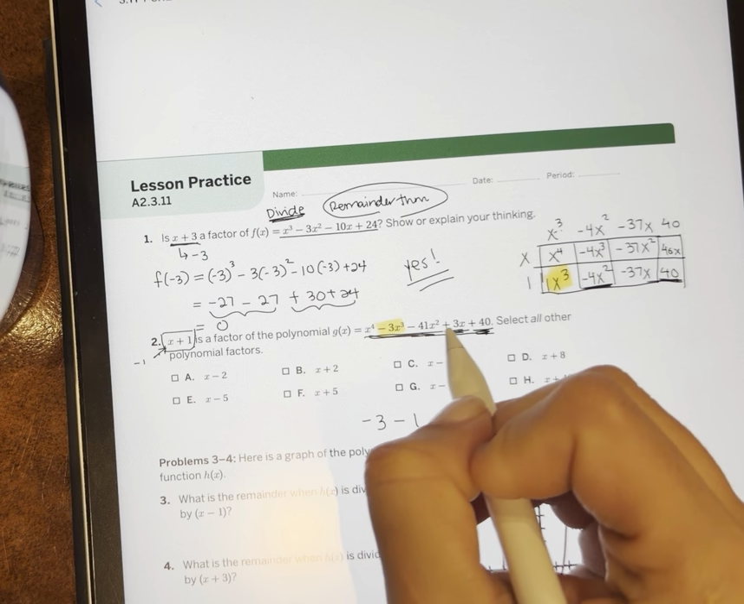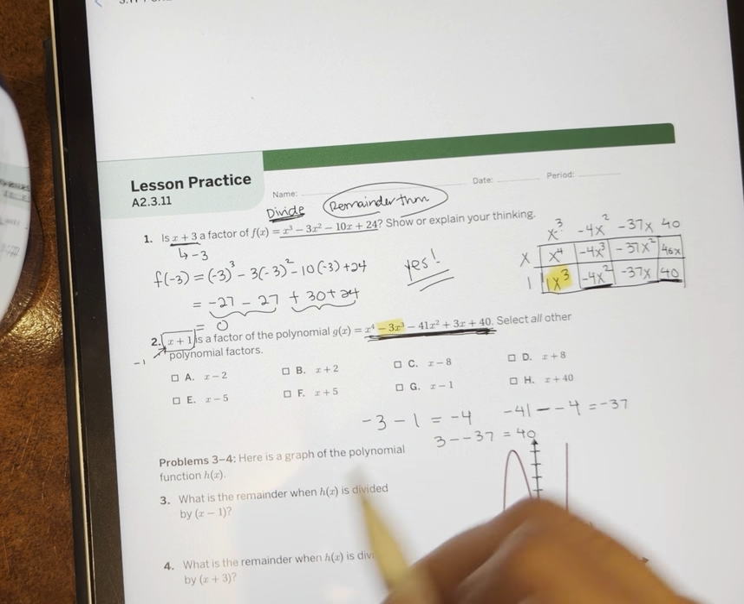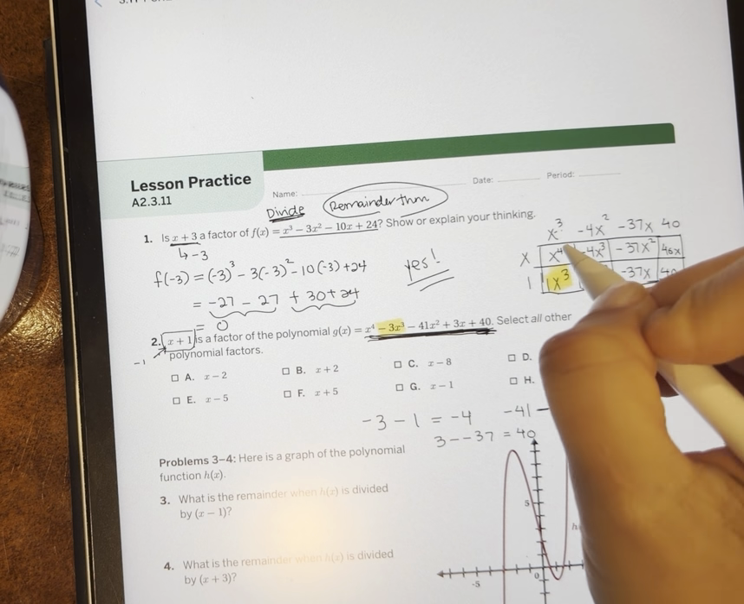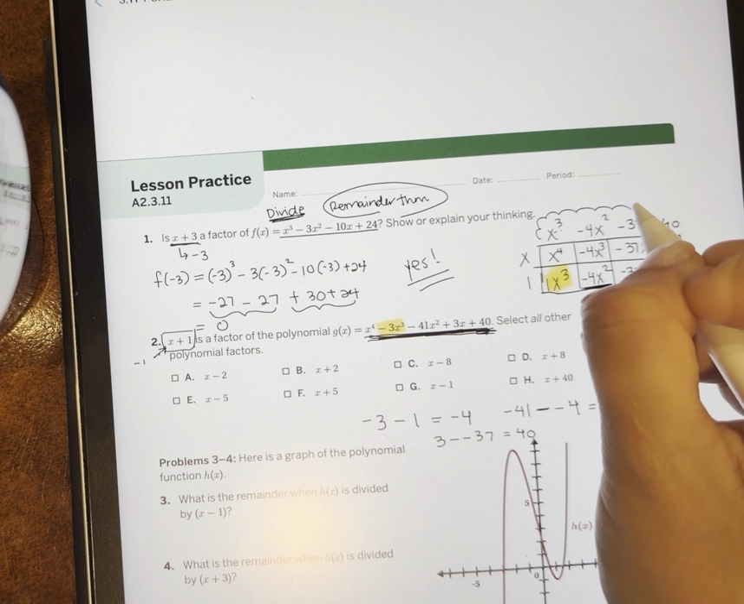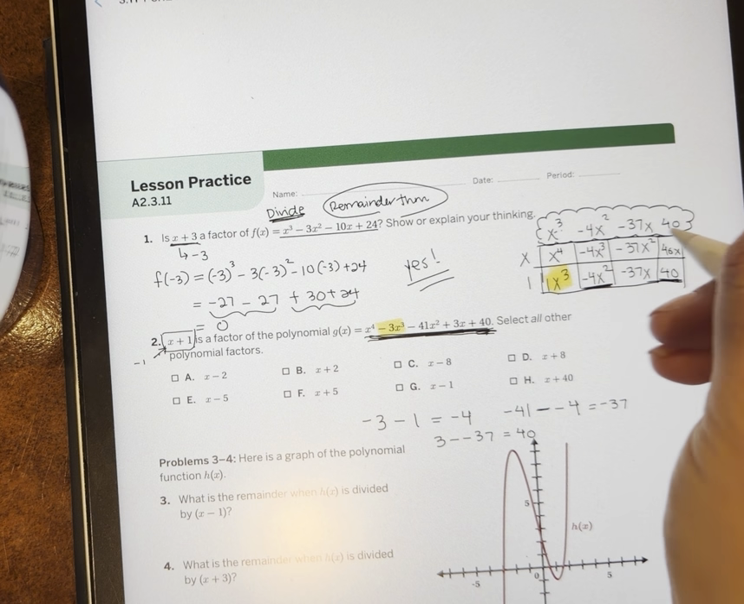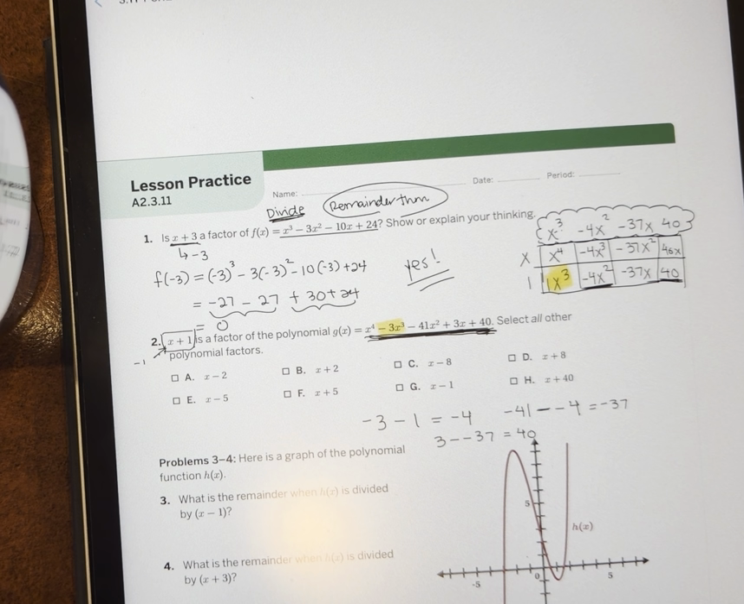We took this big 4th degree polynomial that they gave us, divided a factor into it, and got ourselves a slightly more manageable, a smaller polynomial right here. That's a cubic polynomial, okay? So now we have a cubic polynomial.